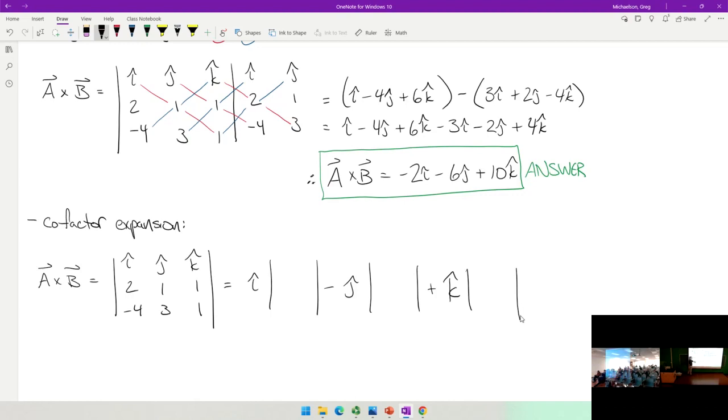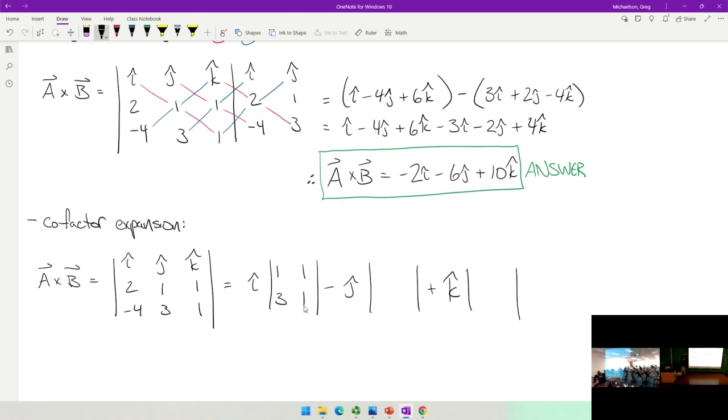And as for figuring out what goes into these determinants, what we do is we cross out the rows and columns. So for i, we cross out the rows and columns associated with term i, and we're left with this block down here, this 1, 3, 1, 1. So 1, 3, 1, 1.